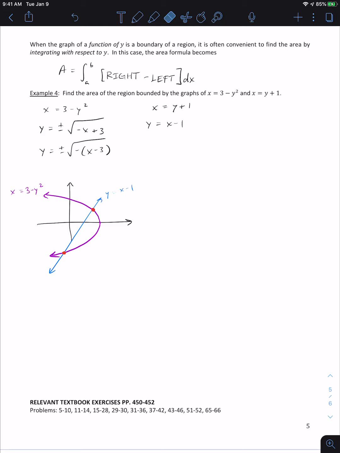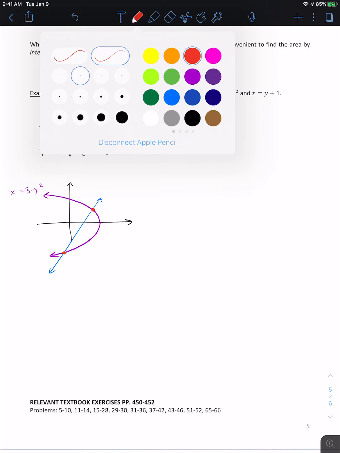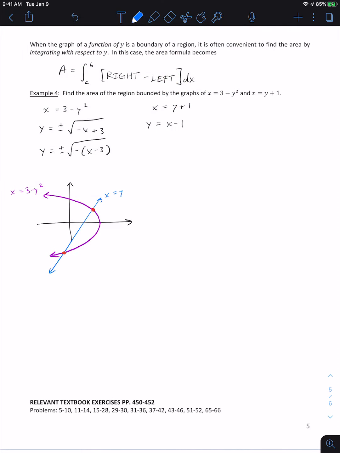Oops, and I should write this in terms of the x function. So x equals y plus 1. Okay, so now I am going to tell you the easiest way to think about doing this is turn your paper on its side. So that way you're staring at the graph, and this is the bottom of the graph, and this is the top of the graph. So this is the top, and this is the bottom.